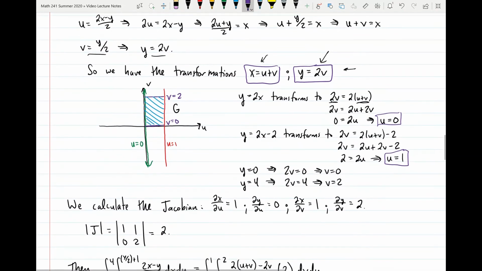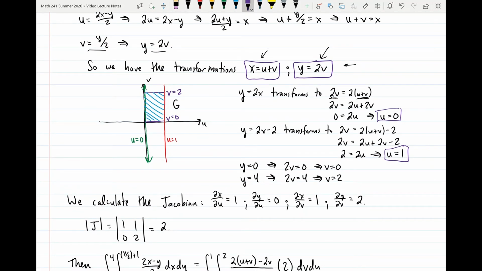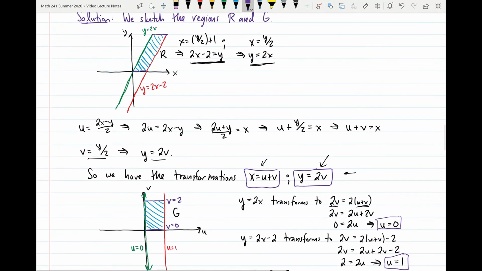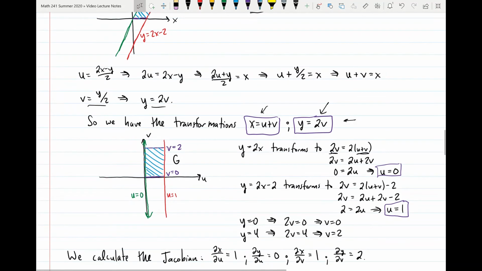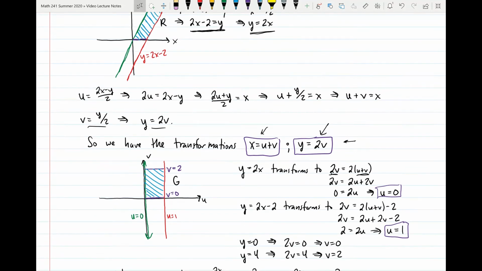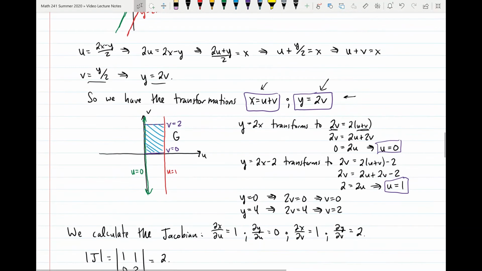And now we want to see what happens with the lines y equals 0 and y equals 4. So again, we write y as 2v and then solve for v, and we get v equals 0 and v equals 2. So the line y equals 4 from the xy plane corresponds with the line v equals 2 in the UV plane, and the line y equals 0 from the xy plane corresponds with the line v equals 0 in the UV plane. And again, we can color in that region that we now have in the UV plane, and this is going to be the region G.